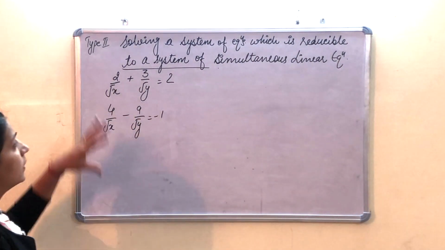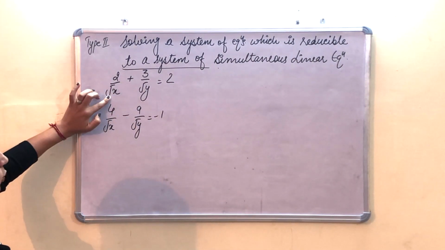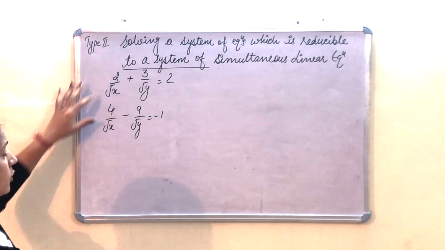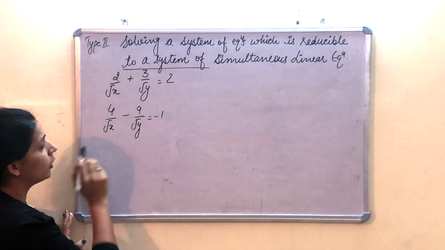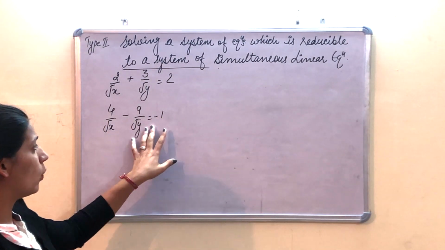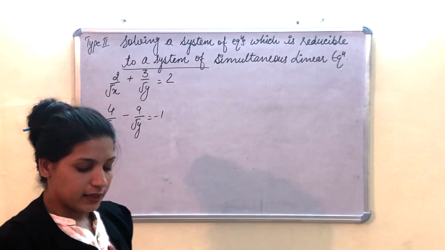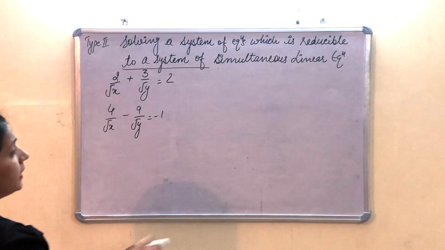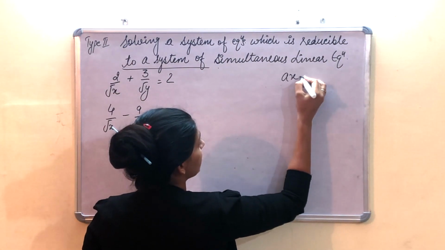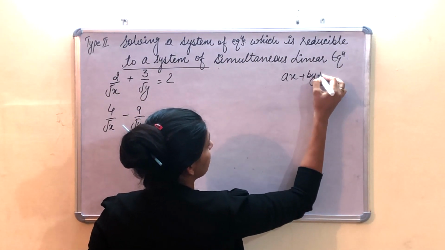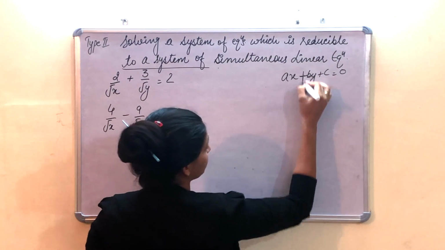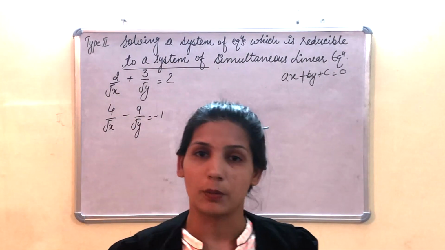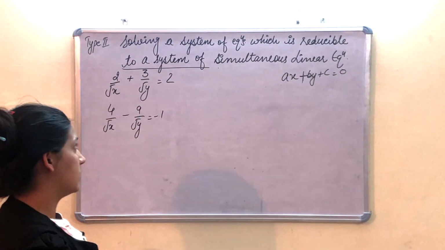The example is 2 by under root x plus 3 by under root y is equal to 2. It is our first equation. The second is 4 by under root x minus 9 by under root y is equal to minus 1. It is our second equation. It is not a linear equation because in a linear equation the form is ax plus by plus c is 0. Here x and y both variables are in the denominator. So first we reduce them.